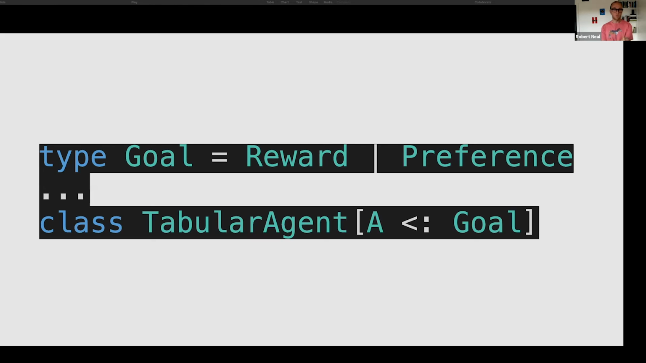Union types are really nice for a couple of reasons. One is that opaque types can't inherit from other types, or extend a trait. So union types are a nice way to have a single type that, let's say, your class can use. In this case, it's a goal, and those types in the union are actually opaque types.